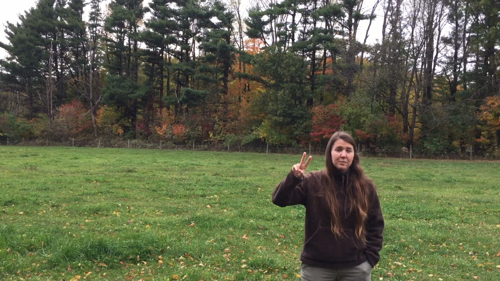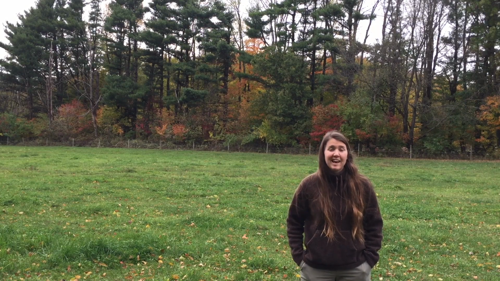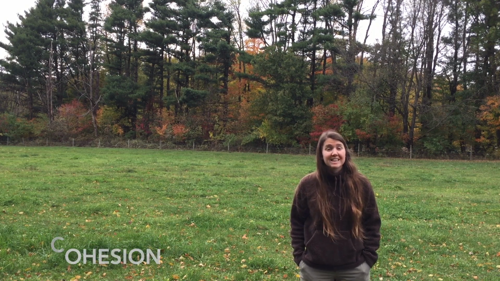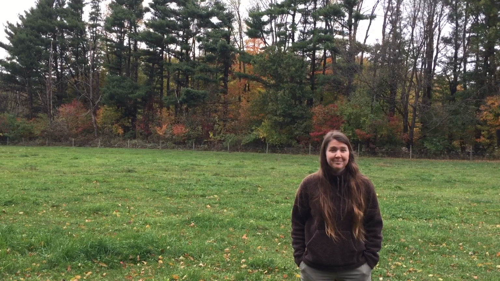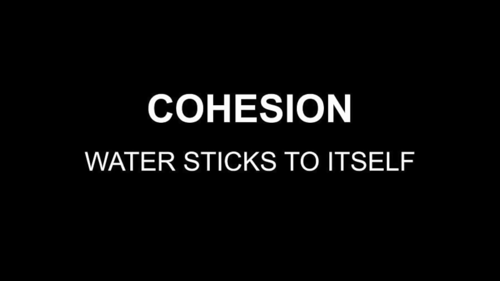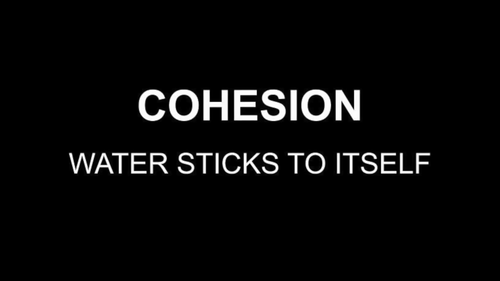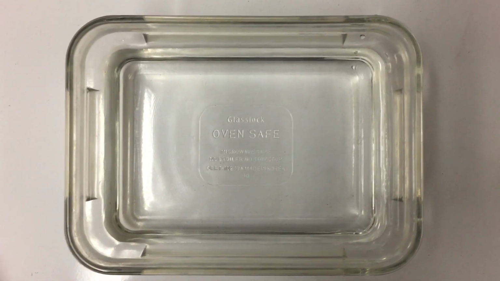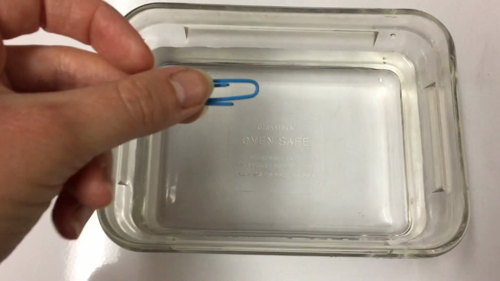The second property of water that we're going to learn about today is called cohesion. And what that means is that water sticks to itself. The cohesion of water can be shown by looking at this tub of water. There is water in here. There, you see it? Now, into this tub of water, I'm going to set this paper clip.